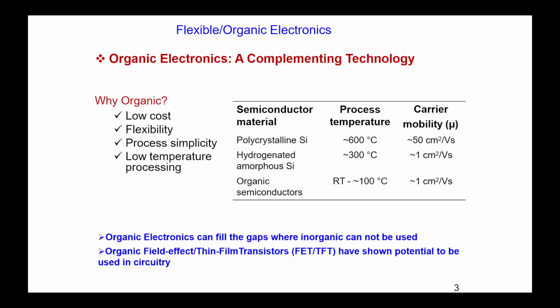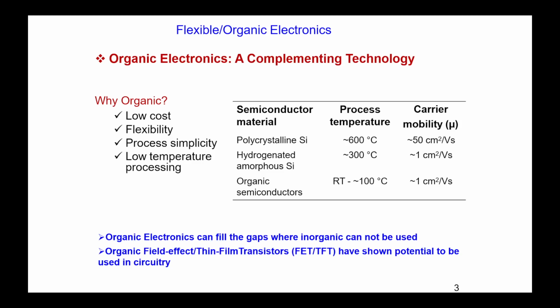So this is the flexible organic electronics summary. Why organic? We are not looking at the organic. We are mainly focusing on flexible. The semiconductor material is polycrystalline silicon. The process temperature should be 600 degrees Celsius, and mobility is around 50 centimeter square per volt-second.